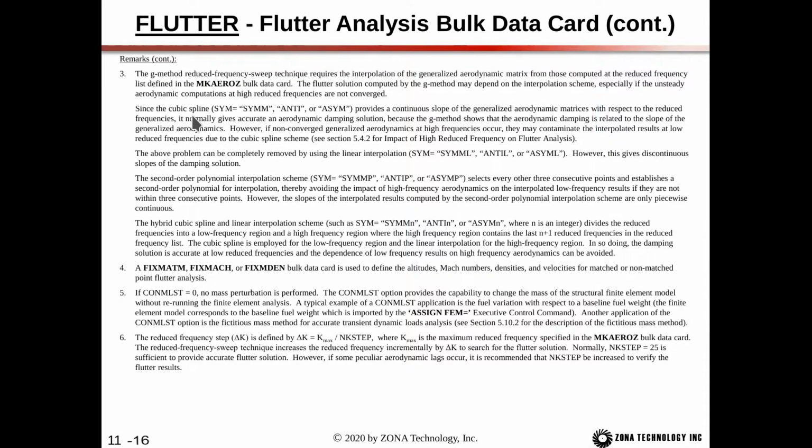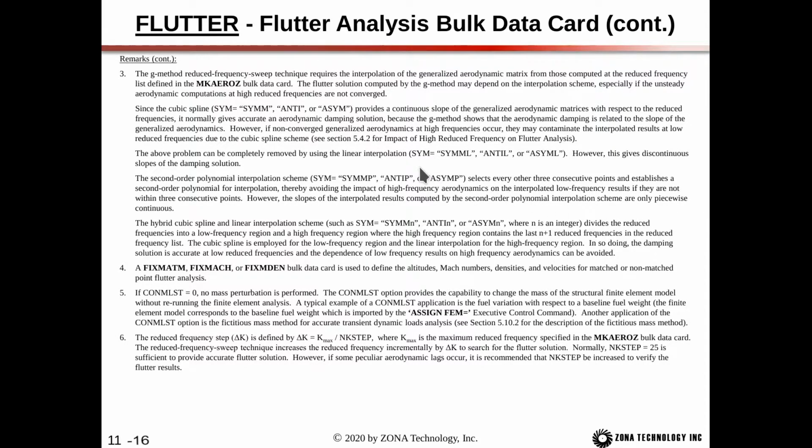Now the cubic spline, which is signified by the blank last 4 characters, provides a continuous slope of the generalized aerodynamic matrices with respect to the reduced frequency. It normally gives an accurate aerodynamic damping solution because the G method shows that the aerodynamic damping is related to the slope of the generalized aerodynamics. However, if you have non-converged generalized aerodynamics at high frequencies, they may contaminate the interpolated results at low reduced frequencies.